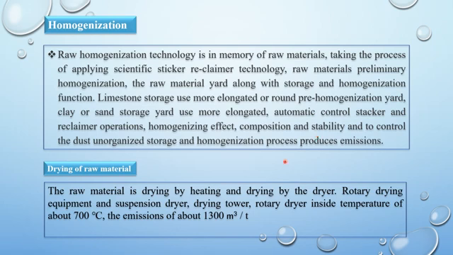And the next one is drying of raw material. The raw material is dried by heating and drying with dryer, rotatory drying equipments and suspension dryer, drying tar, rotatory dryer inside the temperature of about 700 degrees centigrade, the emission of about 1300 meter cube per time.